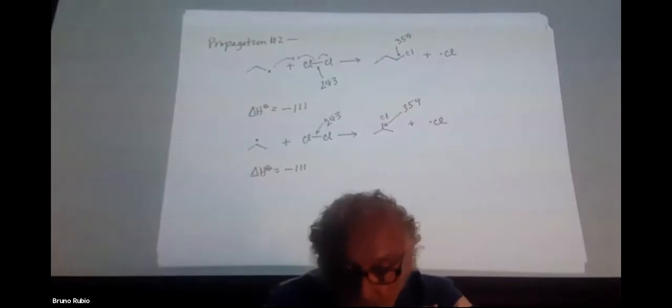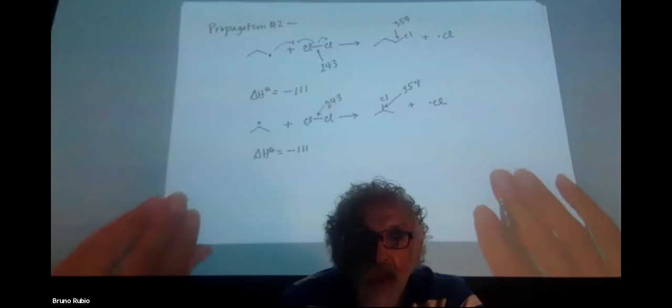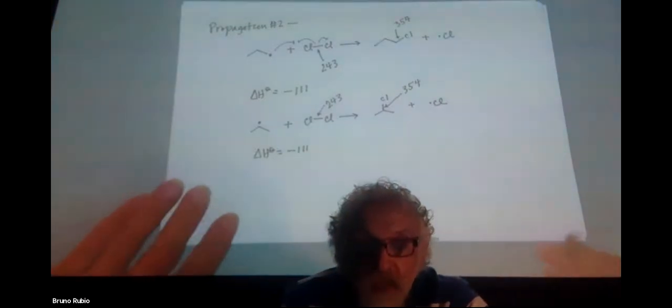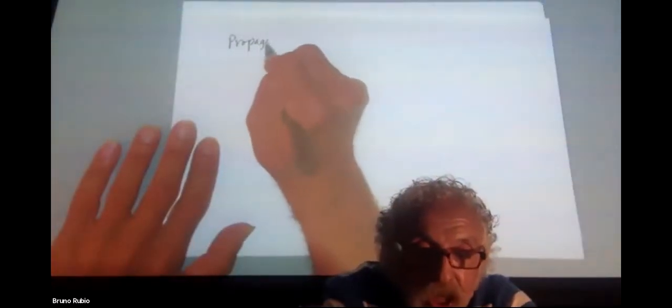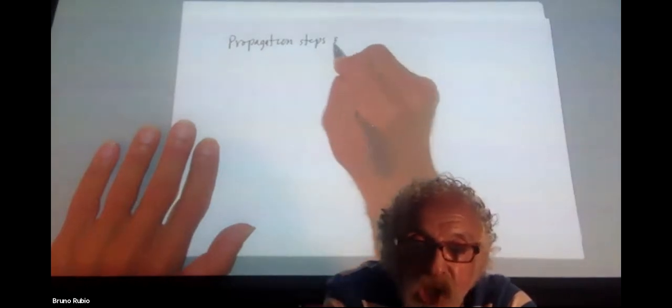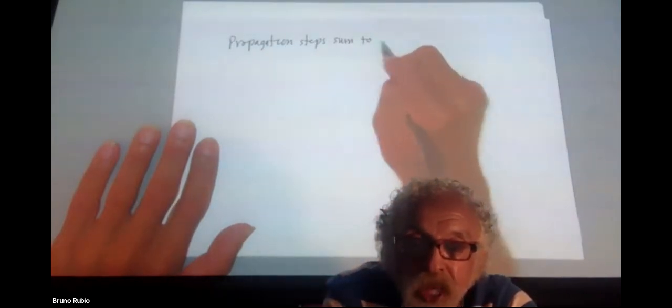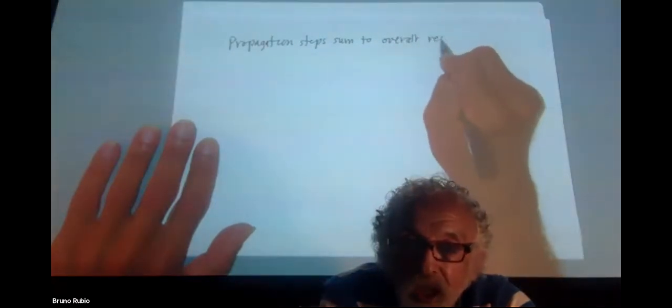Okay, so a couple of observations about the propagation steps. The propagation steps sum to the overall reaction.